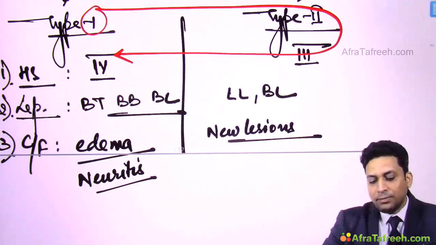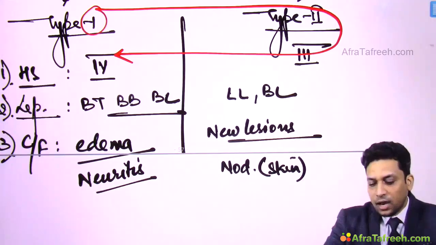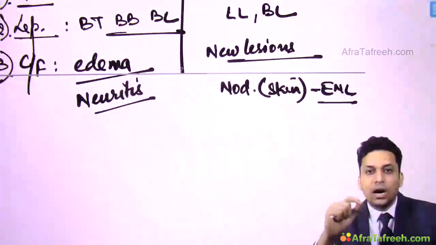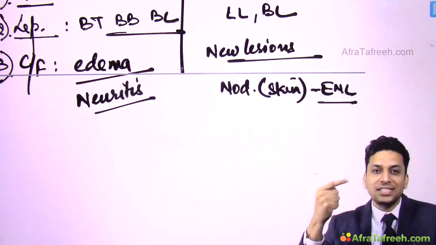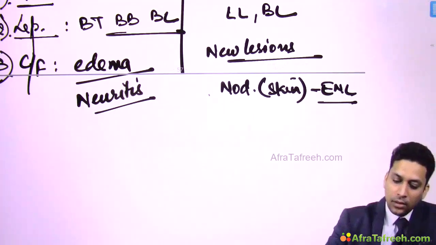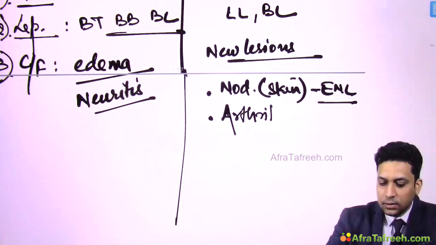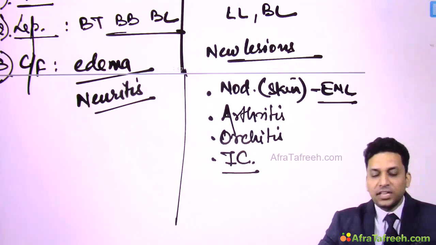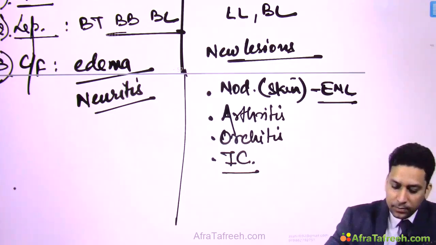These new lesions can be in the form of nodules over skin. These nodules over skin are known as ENL. ENL stands for erythema nodosum leprosum. Okay, so that's why type 2 lepra reaction is also known as ENL reaction. Or patient can develop arthritis. Patient can develop orchitis, that is inflammation of testis, iridocyclitis. So these various new lesions might develop in type 2 lepra reaction. These are not seen in type 1 lepra reaction.